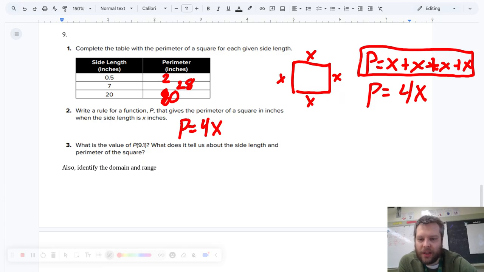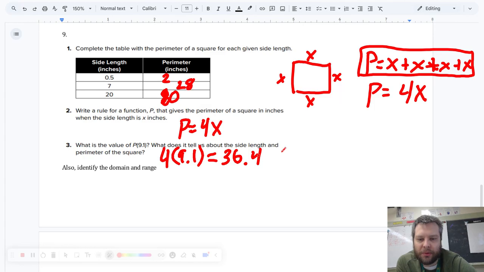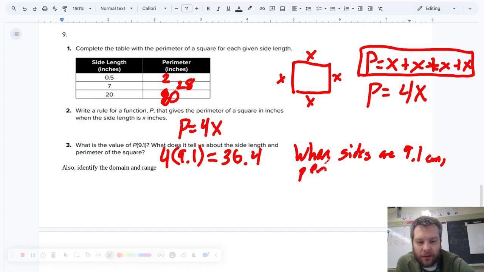What is the value of P of 9.1? We just do 9.1 is our x value, and we multiply that by 4. Grab a calculator, or try to figure out in your head, you get 36.4. What does it tell us about the side length and perimeter? It tells us that when sides are 9.1 centimeters, the perimeter is 36.4.